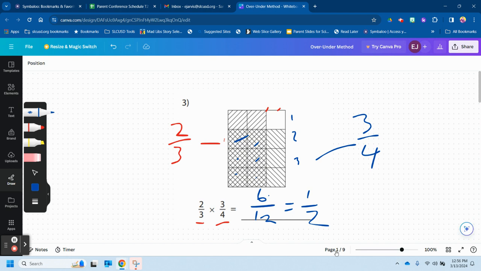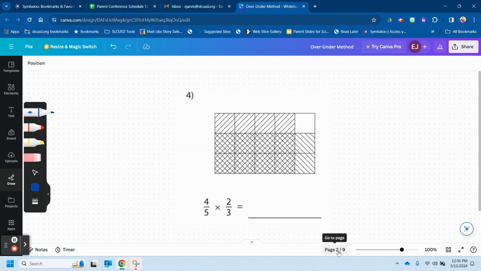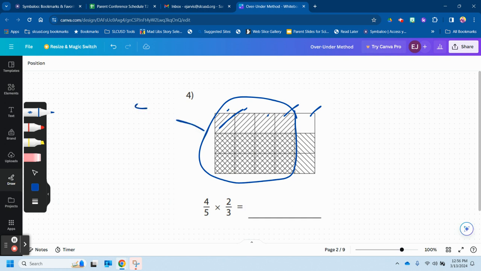So let's move on here. Do one more, see if it makes sense. So we have 4/5 of 2/3. This is the rectangle divided into fifths. 1, 2, 3, 4, 5. And then these diagonal lines going this way represent this in the blue. That represents 4/5 of 2/3. Here's 1, 2, 3, and this represents 2/3 here.